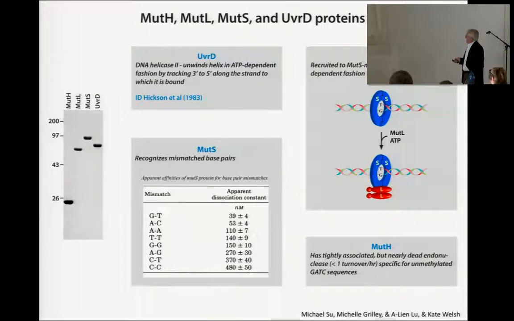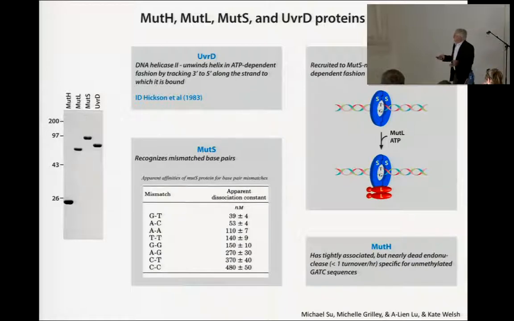Michel Grilli showed that MutL is recruited to the MutS mismatch complex in an ATP-dependent fashion, but MutL does not otherwise alter the covalent nature of the helix. And Ollian Liu and Kate Welsh found that purified MutH has a very tightly associated but nearly dead nuclease activity that incises a hemimethylated GATC site on the unmethylated strand.